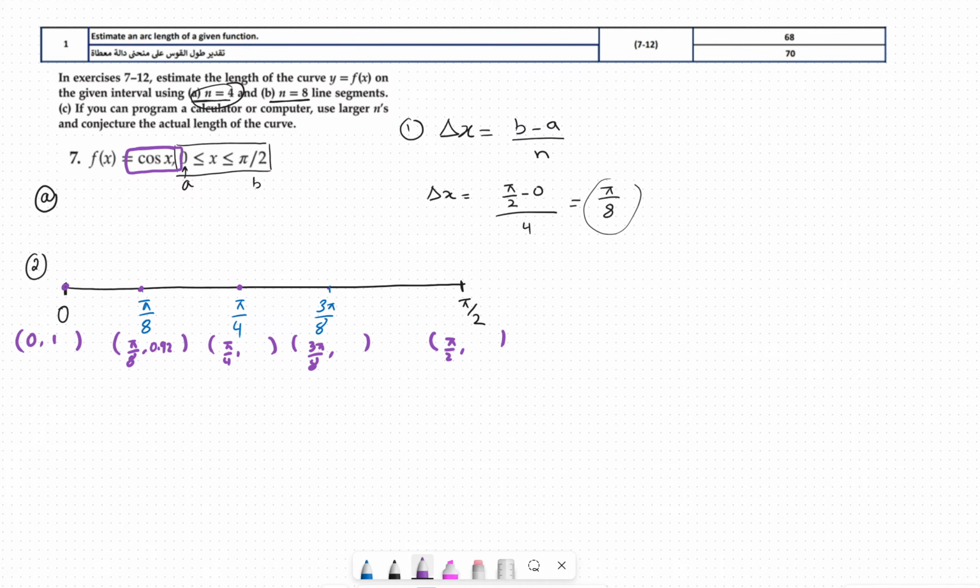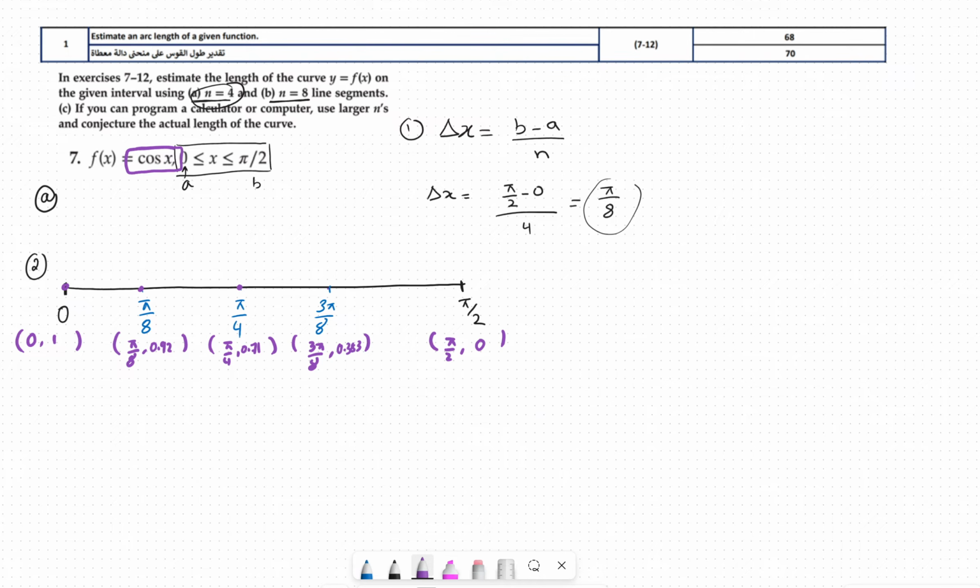Same thing with the next point. You substitute in your calculator cosine pi over 4, so you will get 0.71. Of course, try to round your numbers to 2 decimal values. Then the next one, cosine 3 pi over 8, will give you 0.38. Then cosine pi over 2 will give you 0.